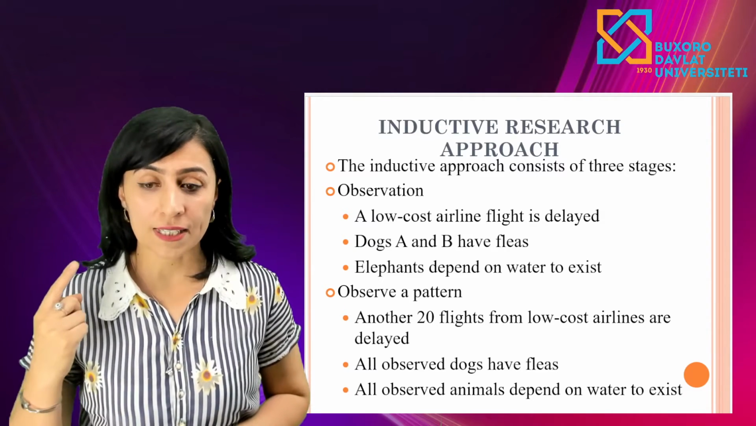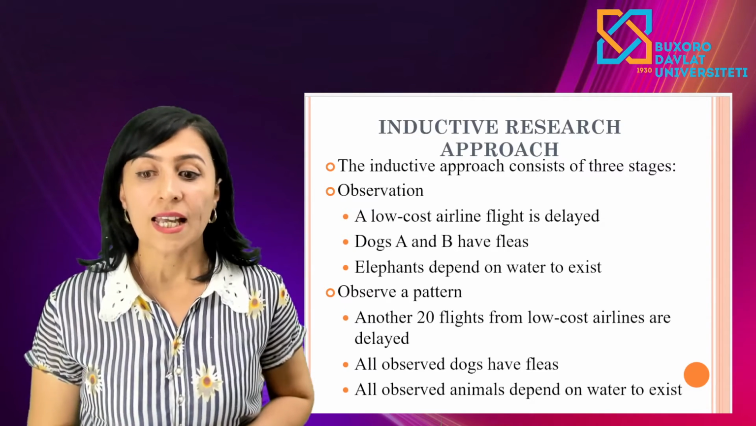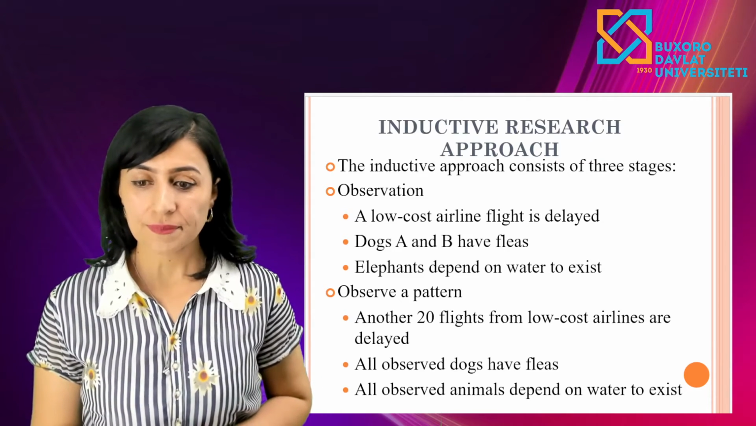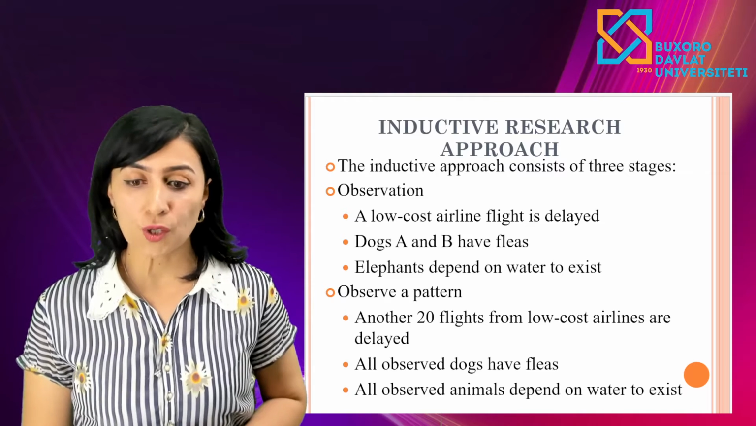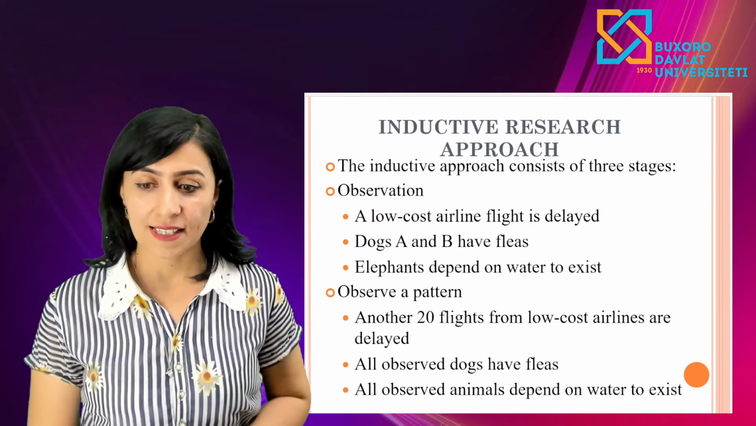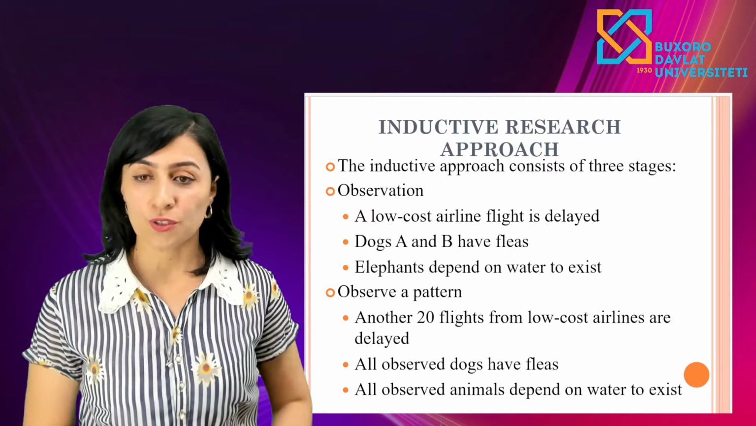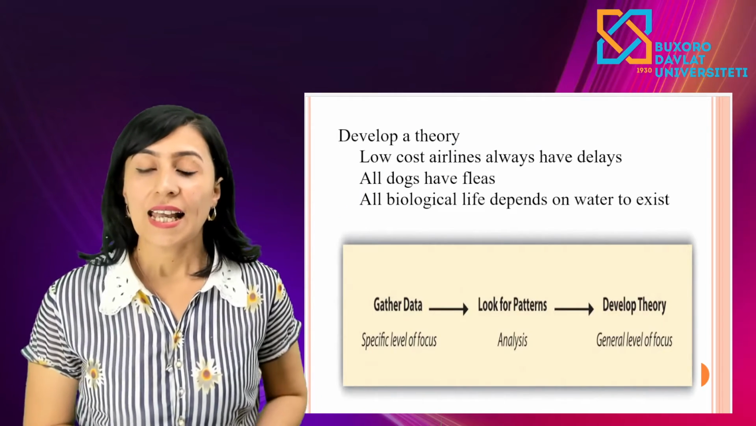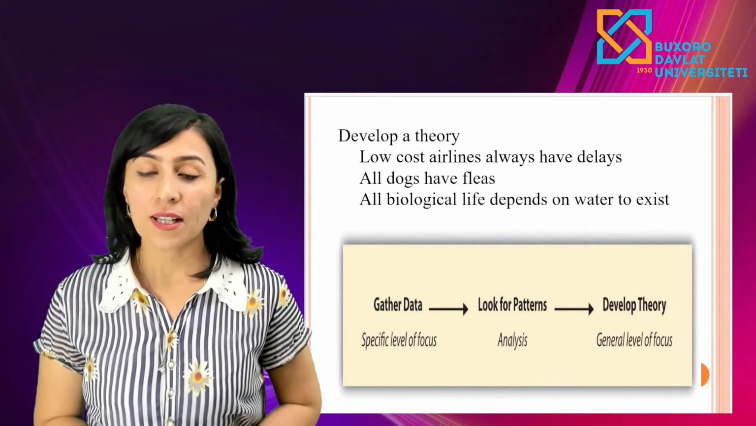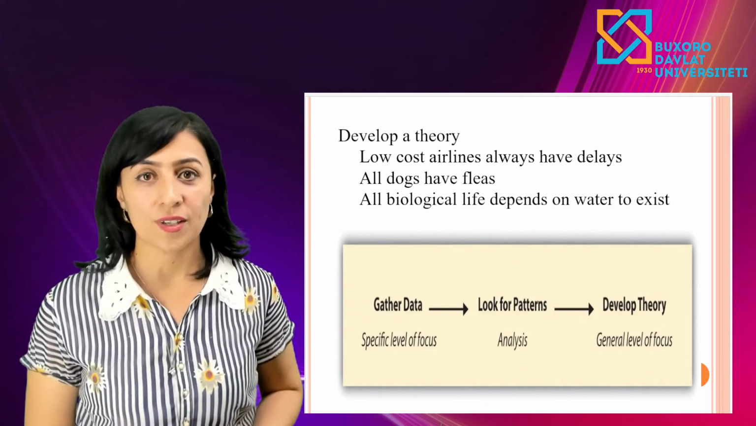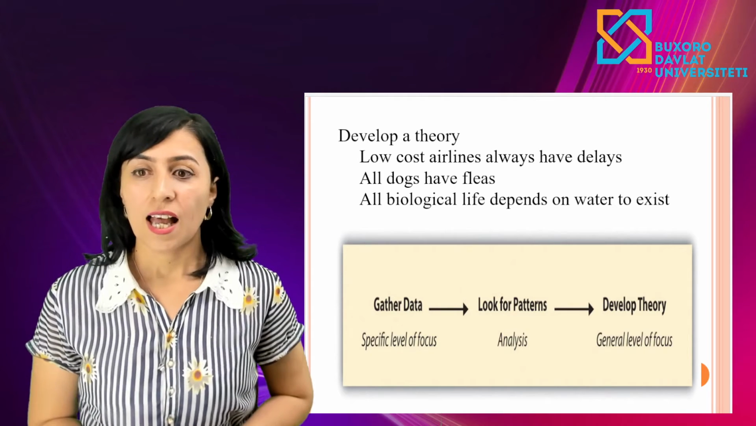Now, in a pattern, in a specific form, another 20 flights from low-cost airlines are delayed. Next, all observed dogs have fleas. And the last one, all observed animals depend on water to exist. And the third stage is develop a theory. Now you have developed your own theory in inductive approach.